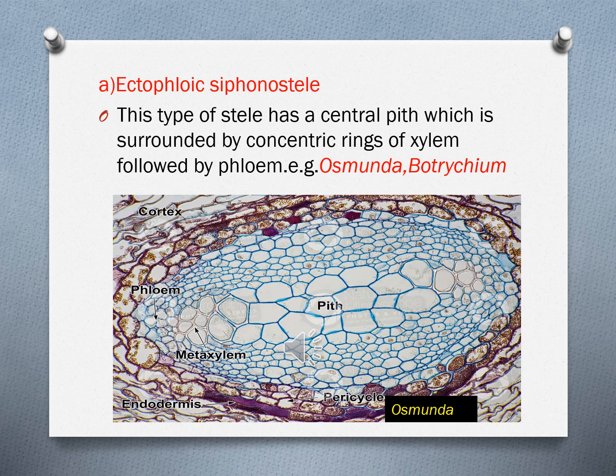Ectophloic siphonostele means outside is phloem. Ecto means outside, phloic means phloem. Outside to the xylem is phloem. Only on the outside of xylem, phloem is present, and the siphonostele has a central pith. This type of stele is known as ectophloic stele. It is found in Osmunda and Botrychium.